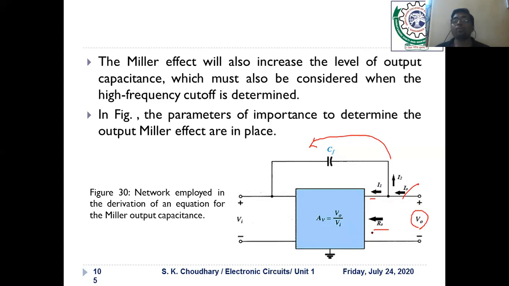Now we analyze this circuit as in the previous circuit. First of all, we apply KCL: I0 is equal to I1 plus I2. We have to define I1 and then I2. So what is I1? It is very clear: V0 upon R0.